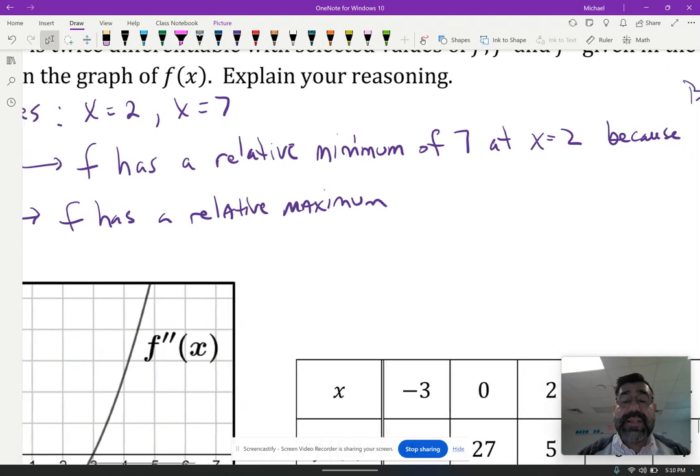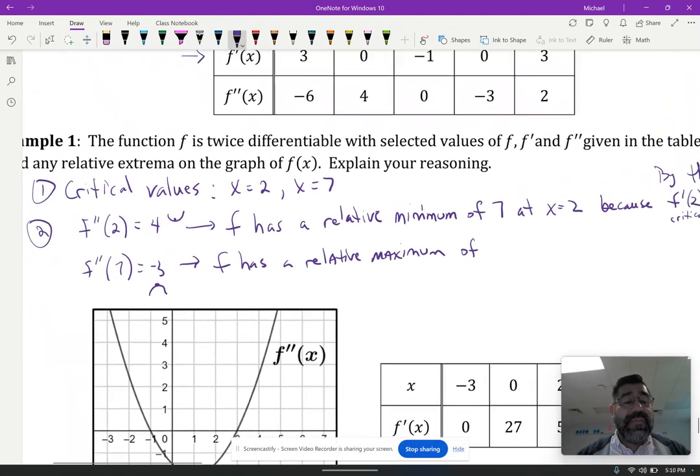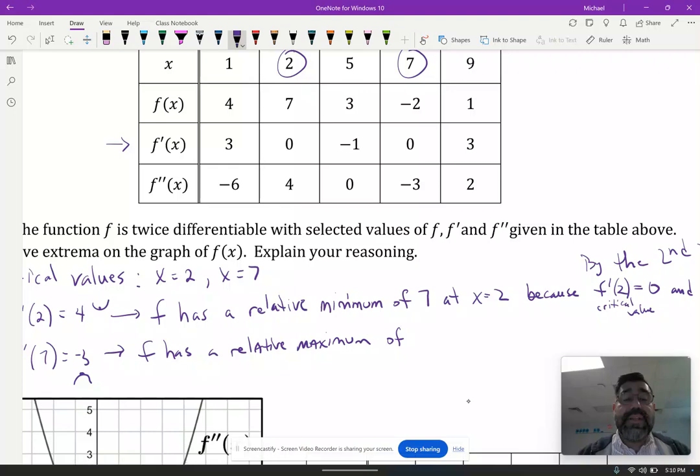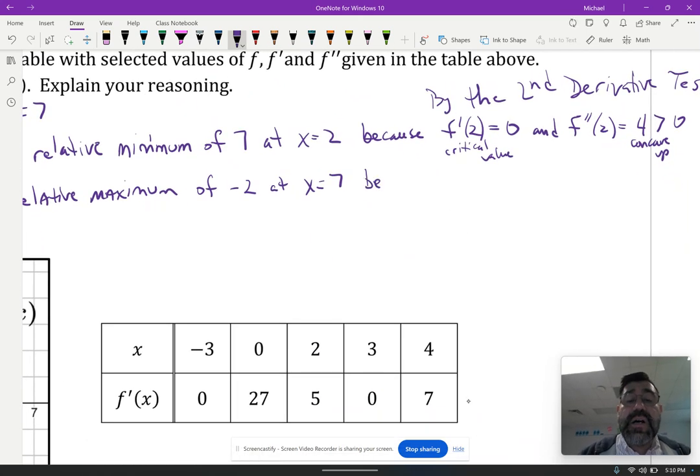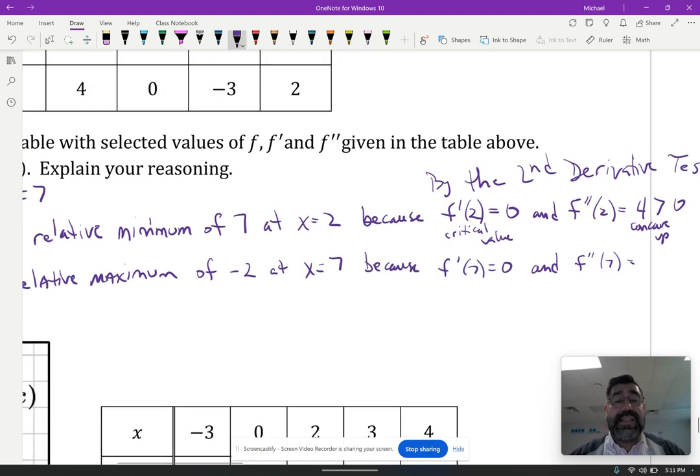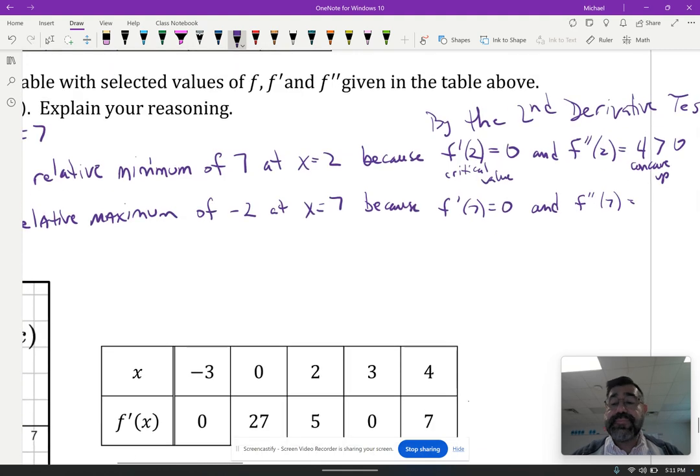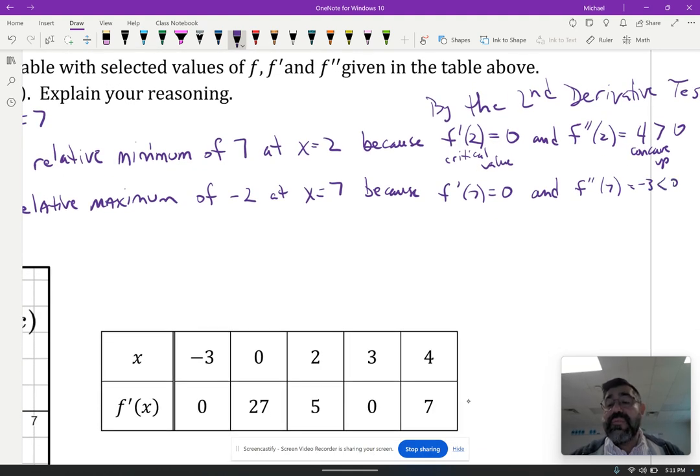F has a relative maximum. What is the relative maximum at 7? Well, let's see. At 7, the y value is negative 2. Of negative 2 at x equals 7. And I know this because the first derivative at 7 is equal to 0, so that means it's a critical value, and the second derivative value at 7 is negative 3, and that's less than 0, which means it's negative, and that means it's concave up.